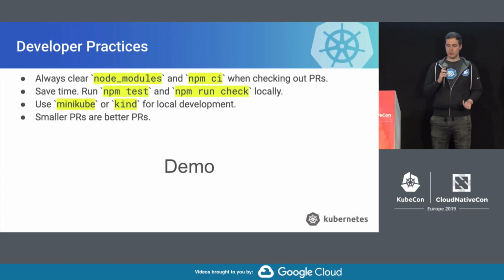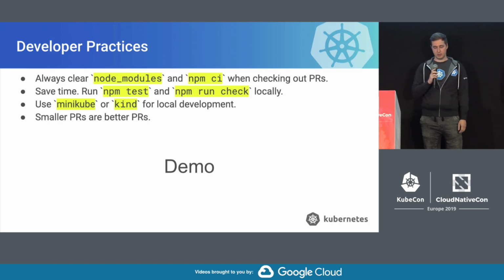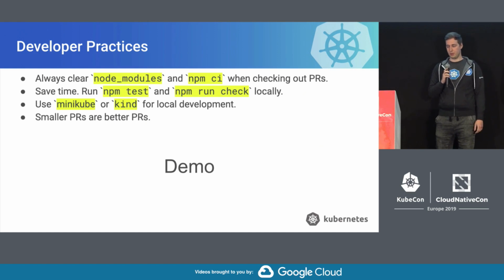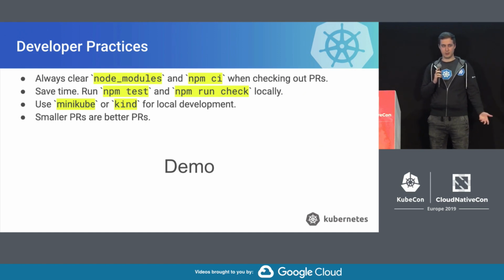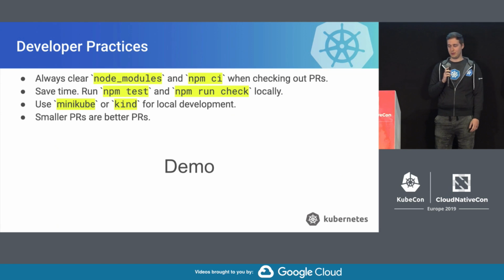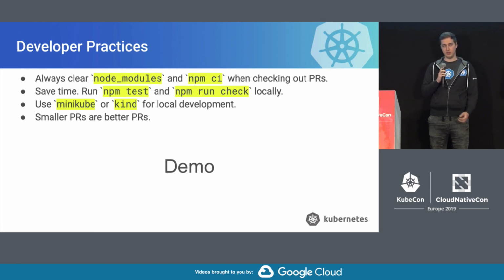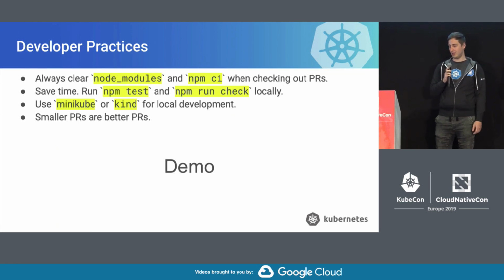Then for local development, you can use Minikube or Kind. That is the fastest way to start a cluster, I think, right now. Kind is just one binary, and Minikube starts a VM, so it is up to you what you want to choose. And we will also show the demo with Kind, how to start the local version of the dashboard and run it.